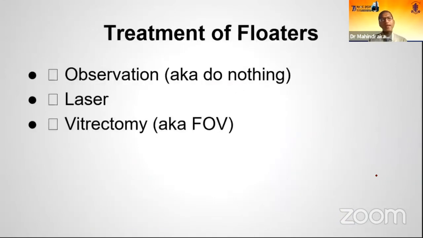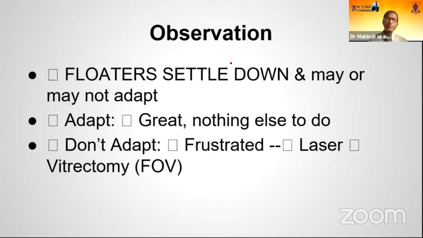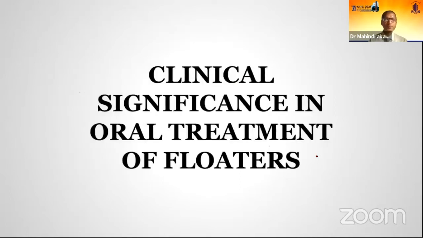So what are the current lines of treatment? We have to just observe and counsel the patient and tell him not to worry, everything is fine. Or sometimes we can do laser, and even a surgical procedure can be done. So how does observation help? Floaters usually settle down on their own, and the patient may neuroadapt to them. If the patient is getting adapted, great, nothing else to do. If the patient does not adapt, if he is not happy, then we have treatment options.